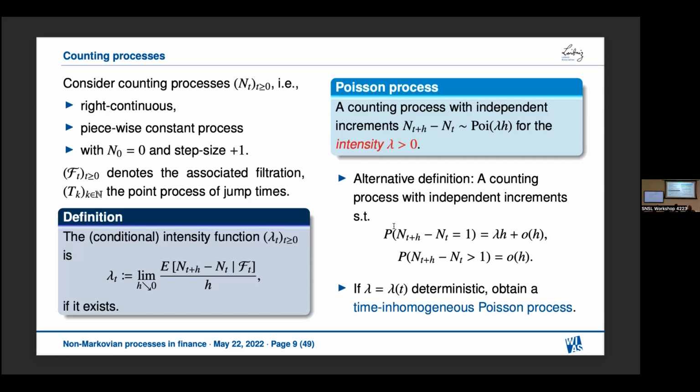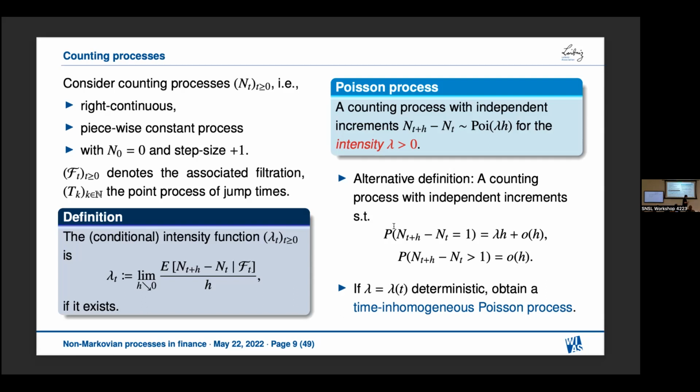So that would be another way to look at it. And you can imagine where the story is going to be, because later on, if you replace here the probability by a conditional probability and you use the same formula, then you can arrive at the much more general class of processes. In particular, if lambda is actually time dependent, but still deterministic, we obtain what is known as a time inhomogeneous Poisson process.